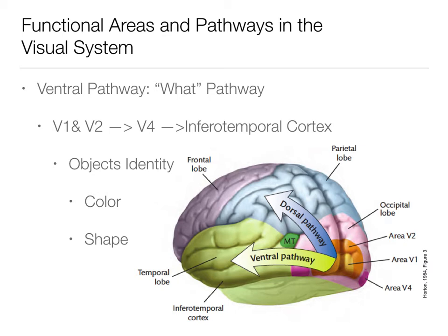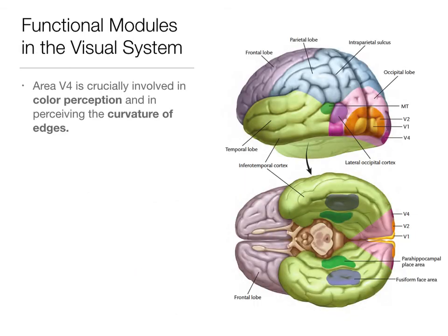So now let's talk about some of the areas that are in these dorsal pathways versus in the ventral pathway. Area V4, which is in that ventral pathway, is really important for color perception, and it's really important for perceiving curvature of edges, so rounded edges, the curves of edges. And here we see area V4, the dark pink area in that visual cortex.